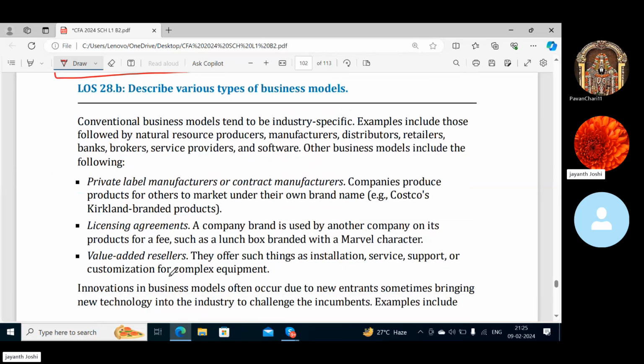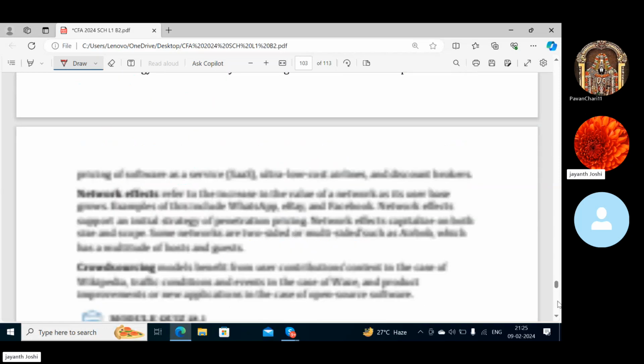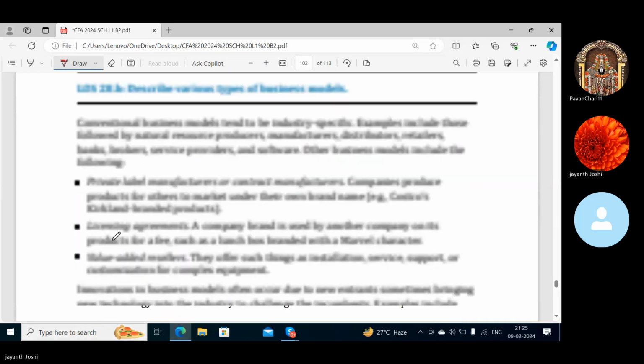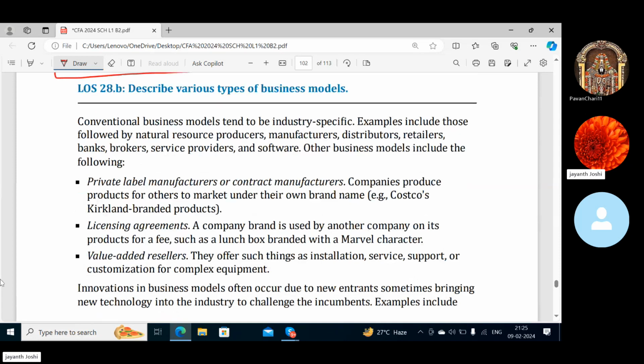Describe various types of business models. Now comes the last question of the chapter. We will understand this. Conventional business models tend to be industry specific. Examples include those followed by natural resource producers, like mining, manufacturers, distributors, retailers, banks, brokers, service providers, and software. Other business models include the following. See, today's world has changed. These are all conventional business models, and the examples are also given in front of you. Mining is a very old kind of business. Manufacturing has been running since a long time and through the ages.